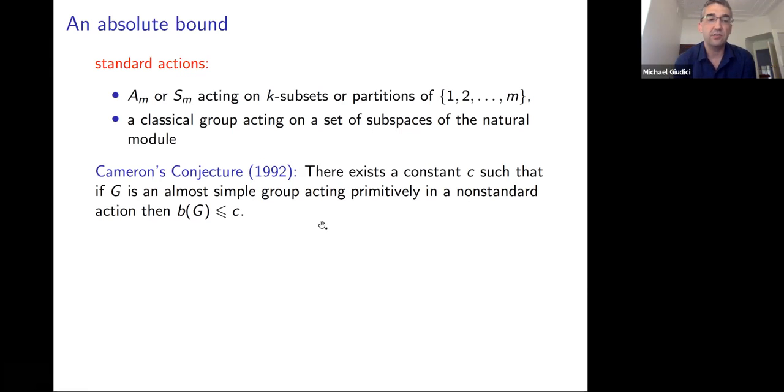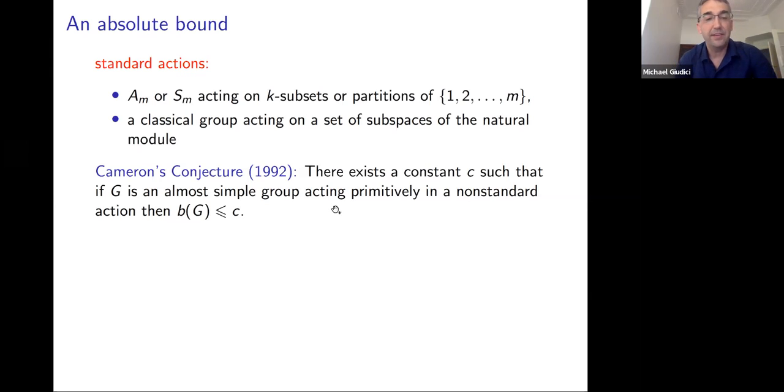But there's a conjecture of Peter Cameron, which he made in 1992, which says that there exists a constant C such that if G is an almost simple group acting primitively in a non-standard action, then your minimum base size is at most C. And so as long as you're not in one of these nice standard actions where it's very geometrical and you can work out what's going on, then there should be this absolute constant which bounds the base.